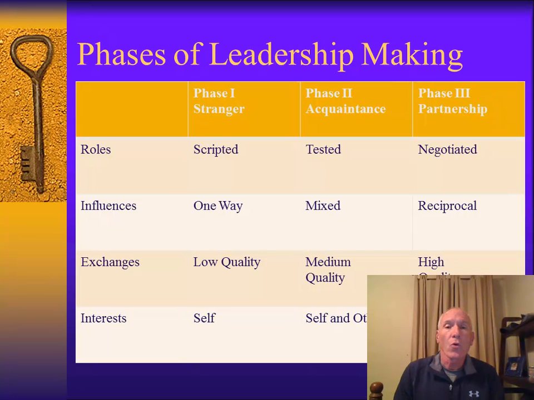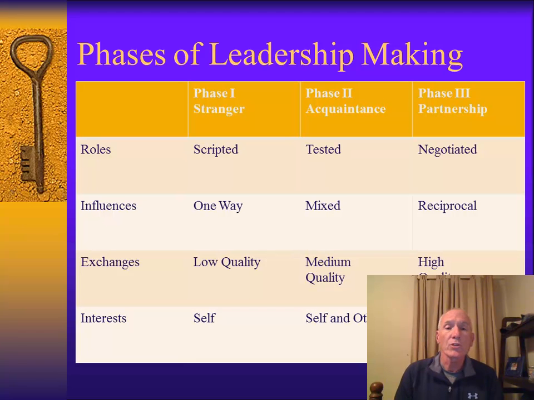We examine the quality of the relationship as running on a continuum from stranger through acquaintance to partnership. We also examine the characteristics of a relationship from the perspective of the roles, levels of influence, the types of exchanges, and the interests served in that relationship.